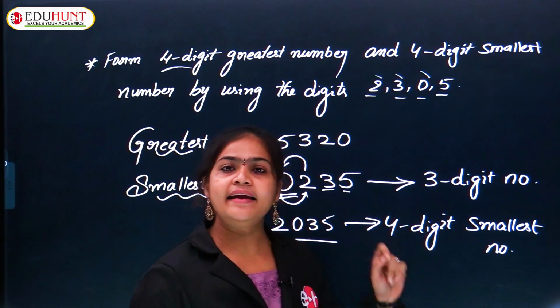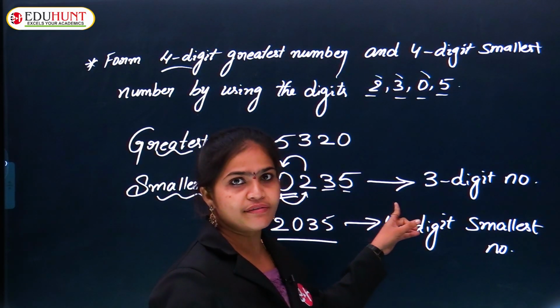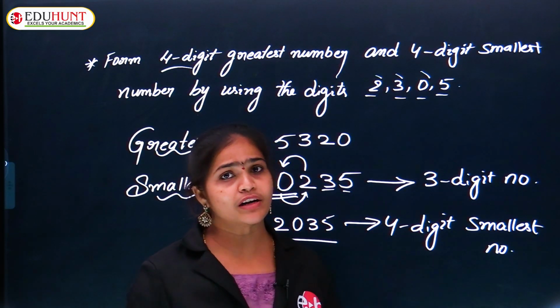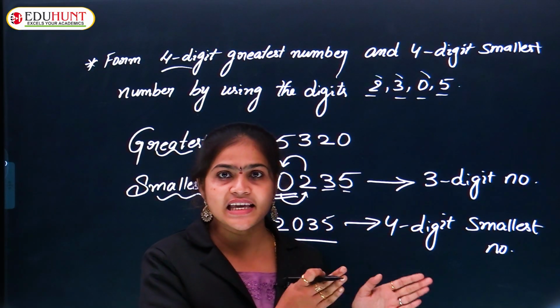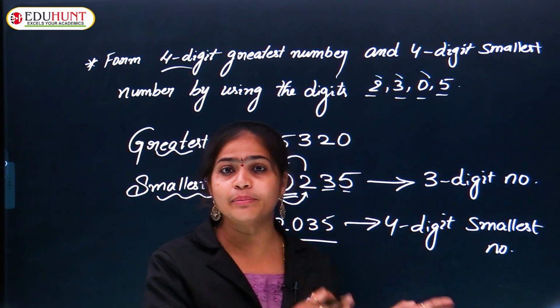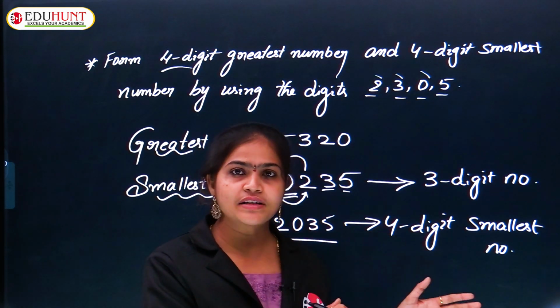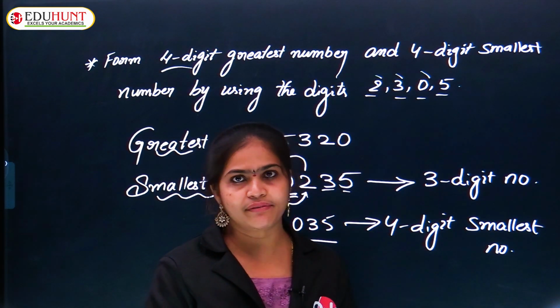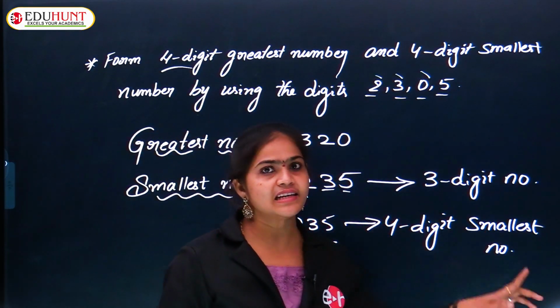Understand? In this manner you have to frame the 4-digit greatest number and the 4-digit smallest number by using the given digits. And in the same way children, some of you are thinking 0235 is a 4-digit number. That is not a 4-digit number ma, that is a 3-digit number. Why? Because when there is a starting 0, we all know that 0 independently does not have a value. If you keep 0 on the left side of any number, it does not have any value. Understand? That's why this is a 3-digit number and this is a 4-digit number.